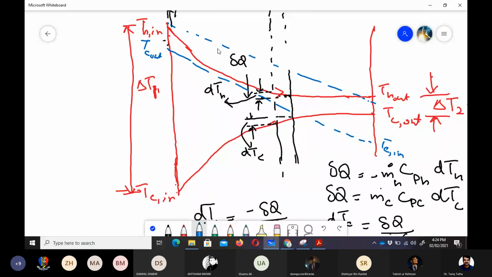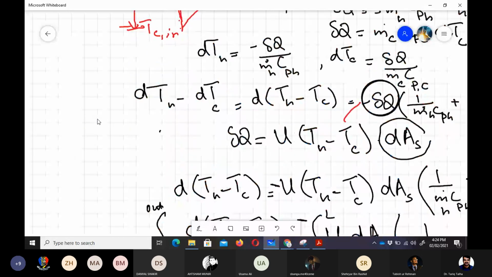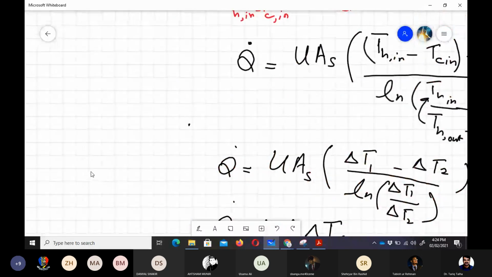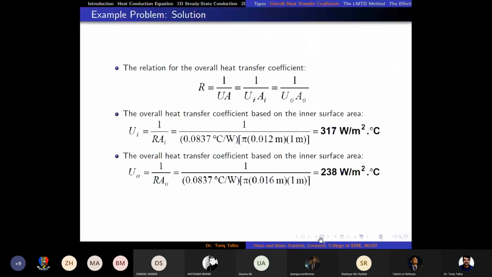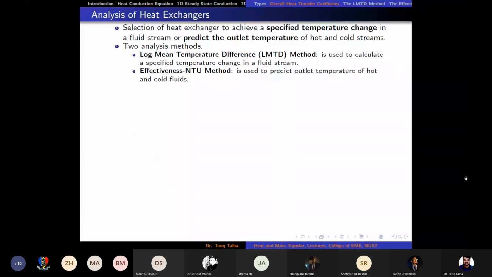And then we can apply the same procedure as we did for the parallel flow, and if we do that, we would be able to get to the same relation which we have gotten from the parallel flow heat exchanger. So, if I can quickly go through the lecture slides which we have covered up till now.